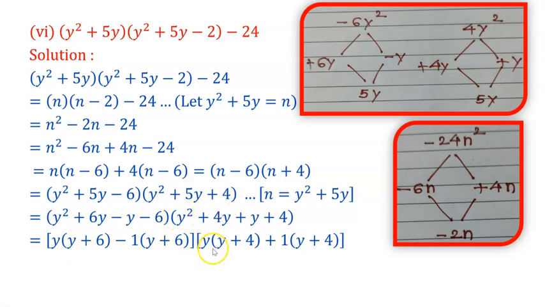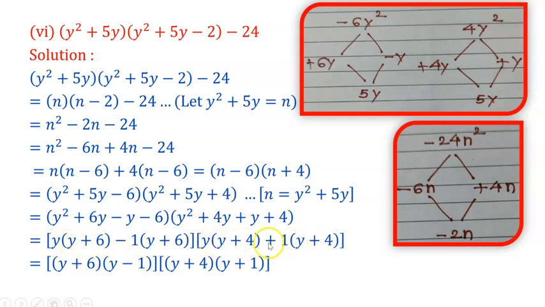From these two terms you take y as common, then in the bracket you will get y plus 4, and from these two take 1 as common, in the bracket you will get y plus 4. Again y plus 6 as common, and in the next bracket you will get y minus 1. Again from this square bracket take y plus 4 as common, in the bracket you will get y plus 1, and hence these are the factors of the required polynomial.